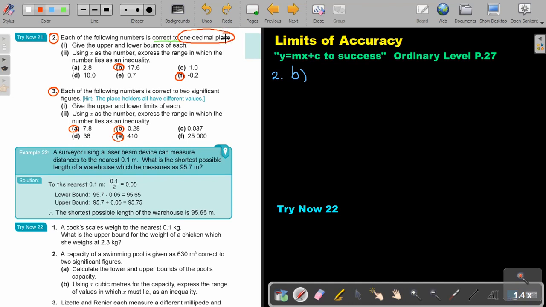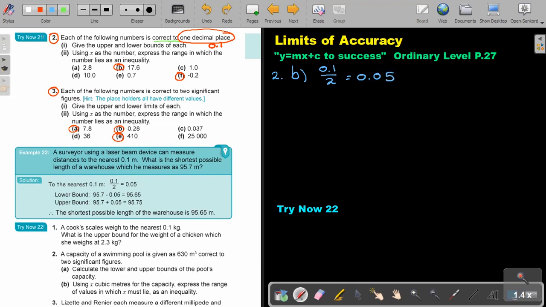Now, the nice thing about decimal place is that it's fixed. If it's one decimal place, you will always take 0.1 and divide it by 2. If it's two decimal places, you will take 0.01 divided by 2. And if it's 3 decimal places, you will take 0.001 divided by 2. So in this case, I will just take 0.1, and I divide it by 2.